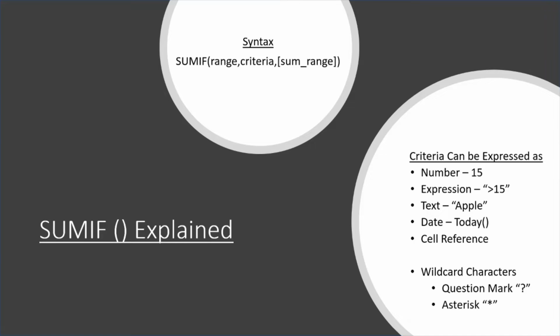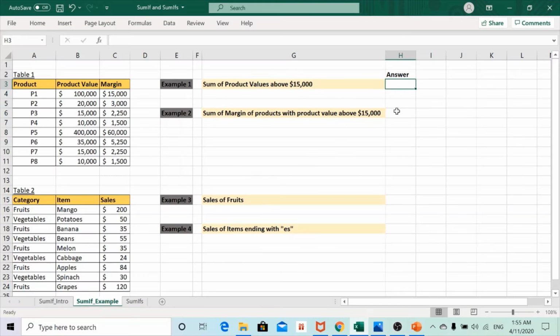Now, as we have understood what is SUMIF, its syntax and parameters, let's try it out in Excel. In this Excel, we will be solving four examples. Example 1 and example 2 are based on table 1, whereas example 3 and example 4 are based on table 2. Let us solve example 1. We have to find out sum of product values above $15,000.